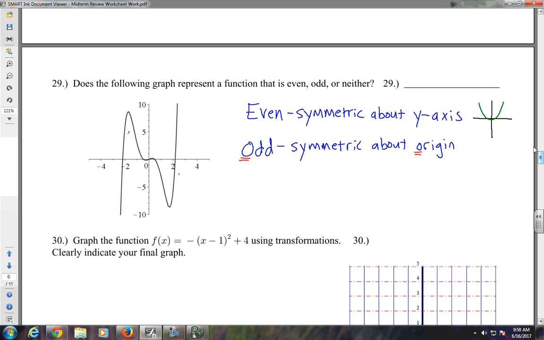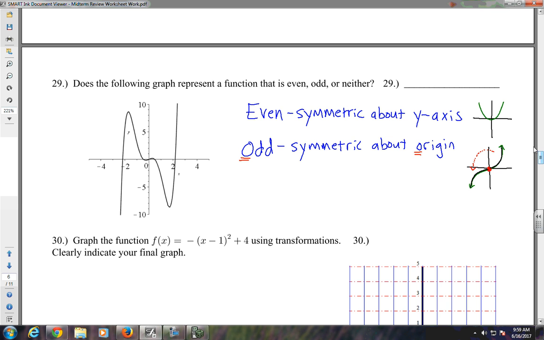Let me give you a picture of an odd function. A function that's symmetric about the origin has a radial or rotational type symmetry. All right? So if I think about anchoring this graph at the origin, and I take this piece on the right and rotate it around 180 degrees, notice that this piece would fit nicely right on top of this piece. That's what we call origin symmetry.